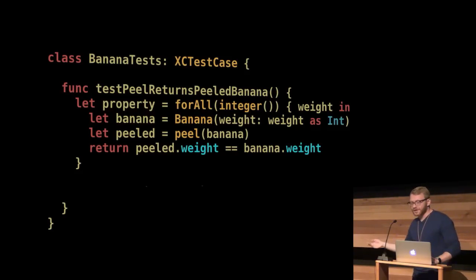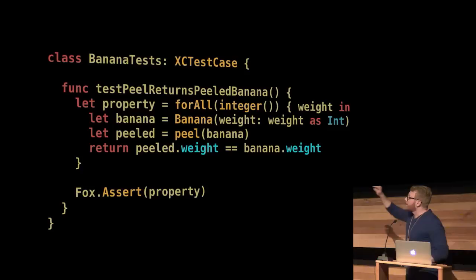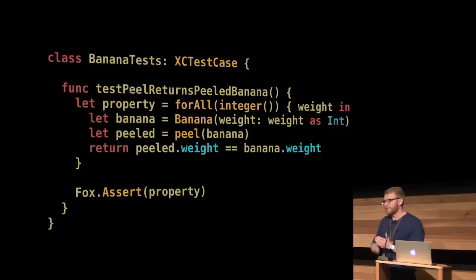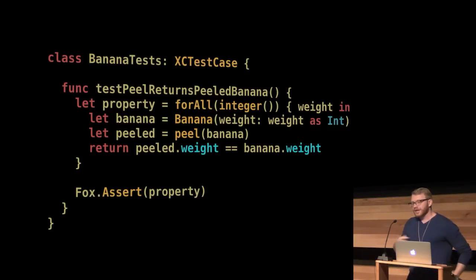And then we just hand this off to Fox, and Fox will run our property. We'll test it against thousands of test cases and see where there is an exception. So you're not thinking about the edge cases. Fox finds them for you.